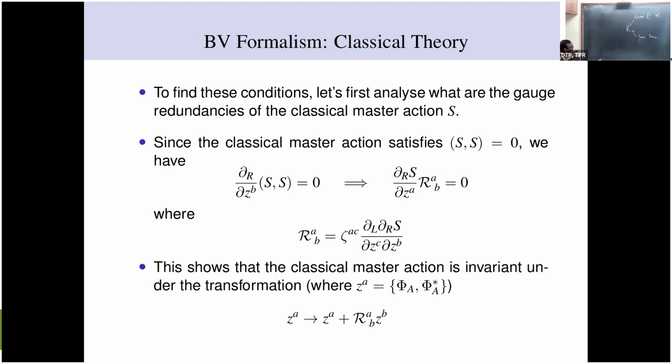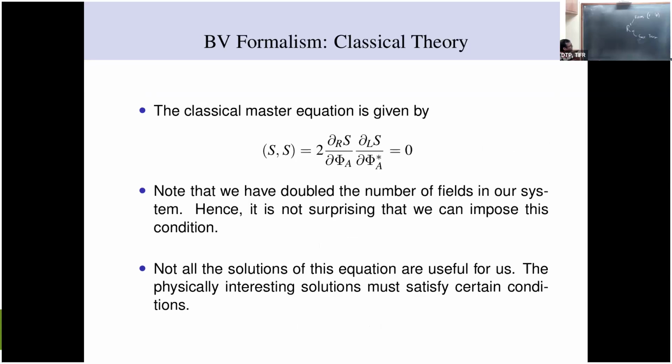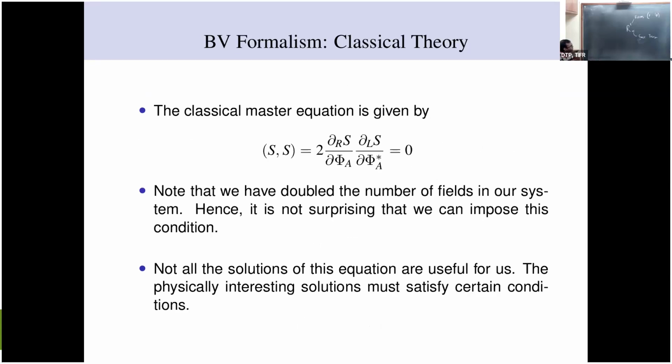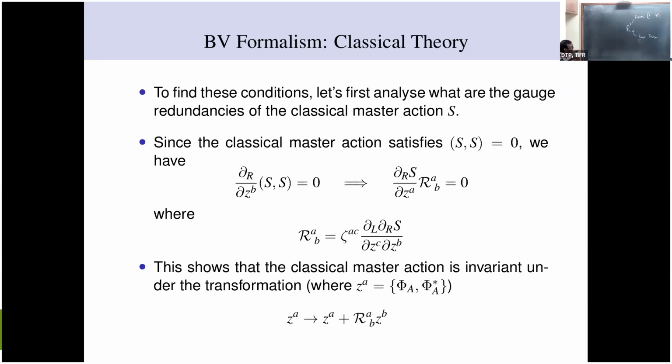How did you get R^A_B? You just take the derivative of this master equation. So you have this, and you just take the derivative of it. Where was R^A_B in this? R^A_B is this combination. When you take the derivative, you will get del S by del phi star times R^A_B. No, R^A_B is this quantity.